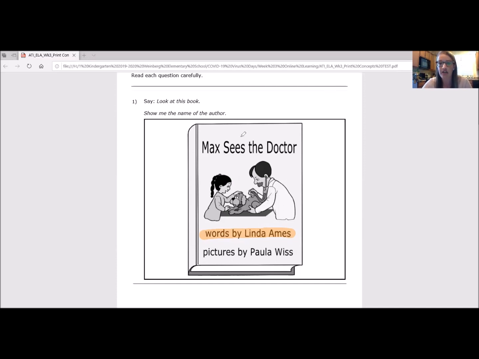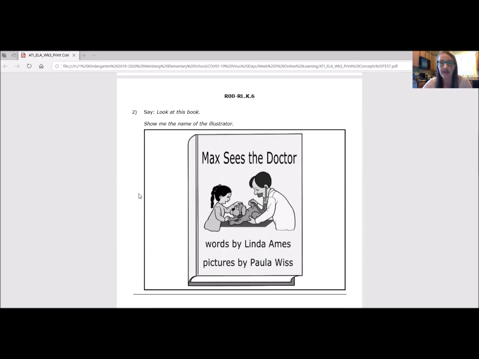All right, let's try another question. Number 2. Again, we're going to look at this front cover of this book, and I want you to point to the illustrator on this book. Where is the name of the illustrator? Did you point down here? Yep, it says Pictures by Paula Wiss. Remember, an illustrator draws and colors the pictures.